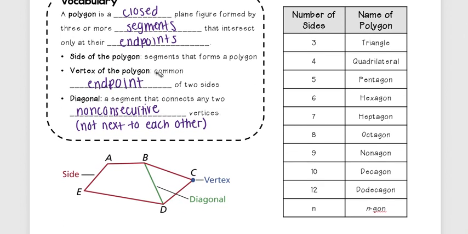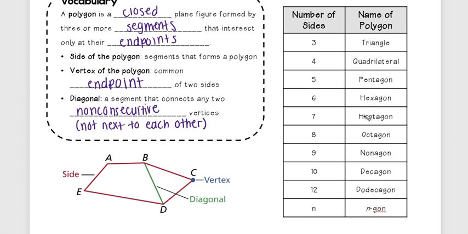And then we can also name a polygon by its number of sides, and you can go ahead and write this down. This will be really important. We'll be using that today and for your next lesson and just throughout this of naming a polygon based on the number of their sides, so definitely write this down in your notes.